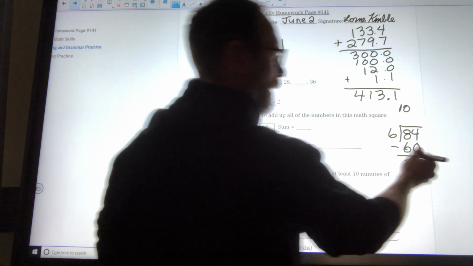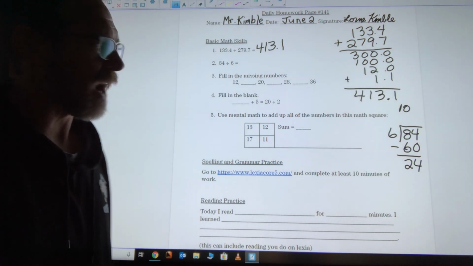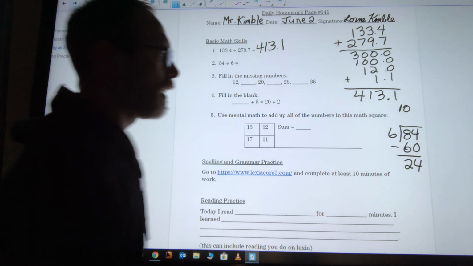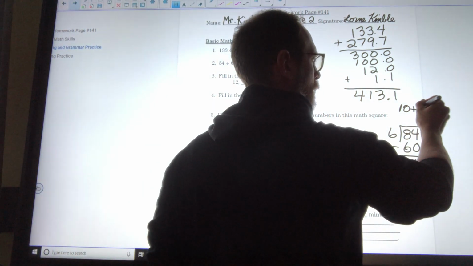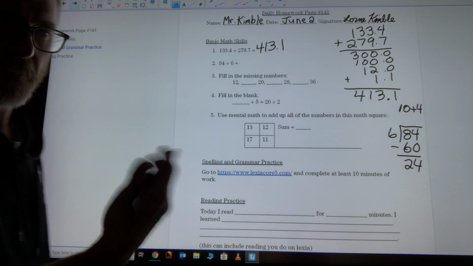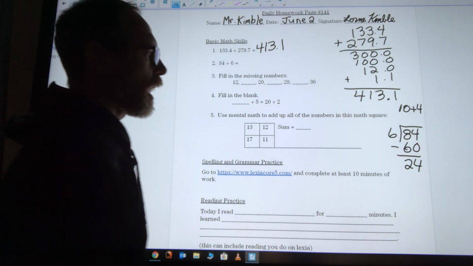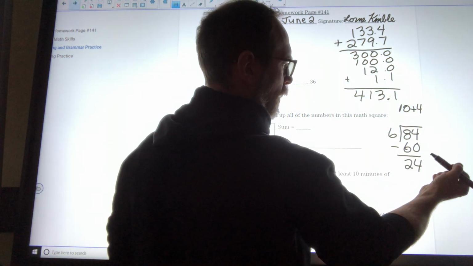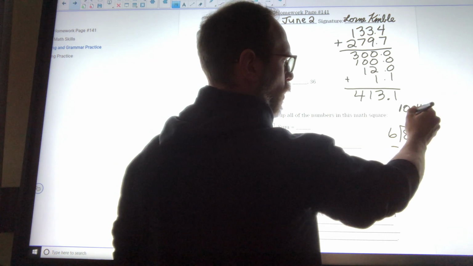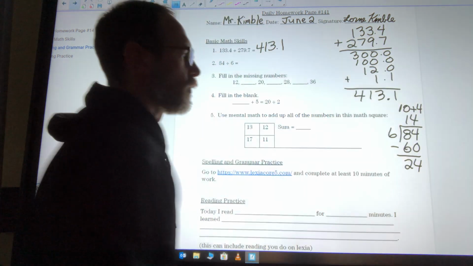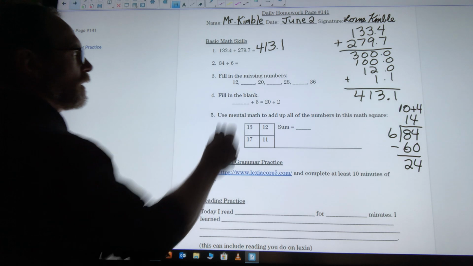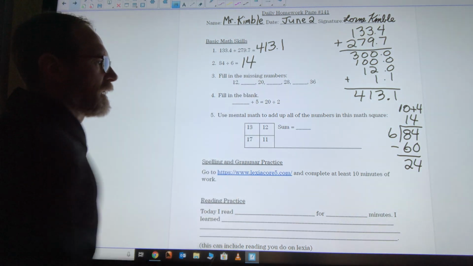left over. Now my question is 24 divided by 6. How many 6s does it take to get to 24? Well, that's 4 of them. Right? 2 6s is 12. 12 plus 12 is 24. 4 times 6 is 24. So I know that 10 and 4, which is 14. 14 times 6 is 84. So 84 divided by 6 is 14.